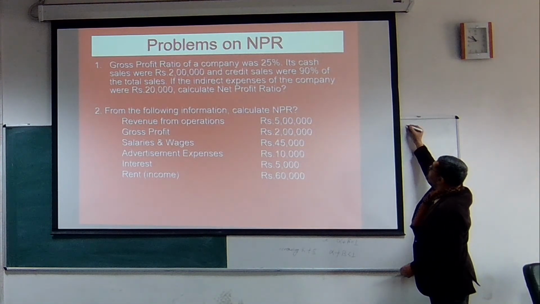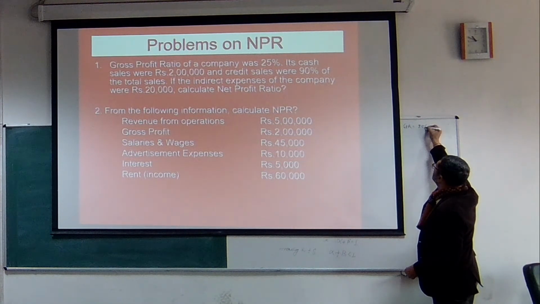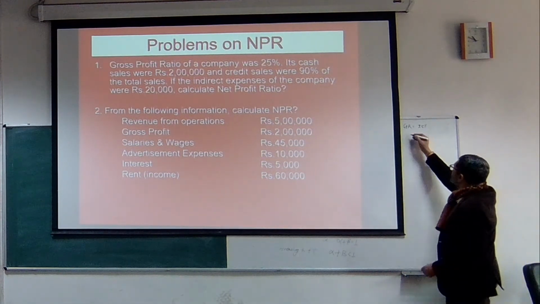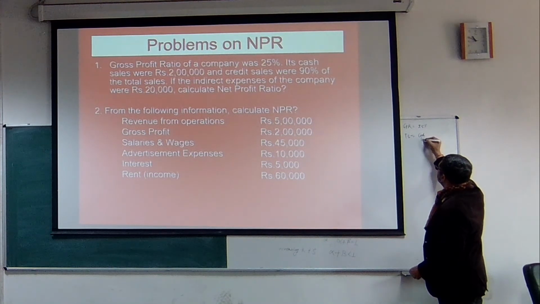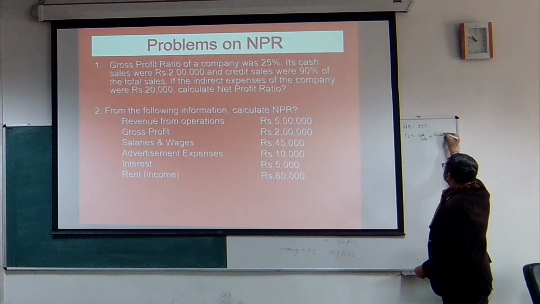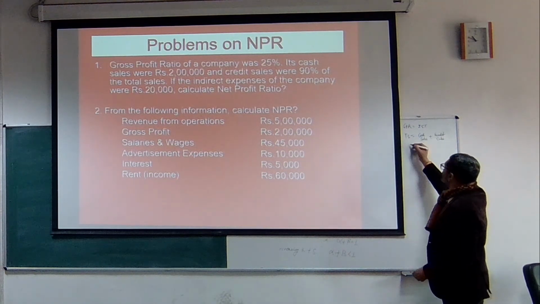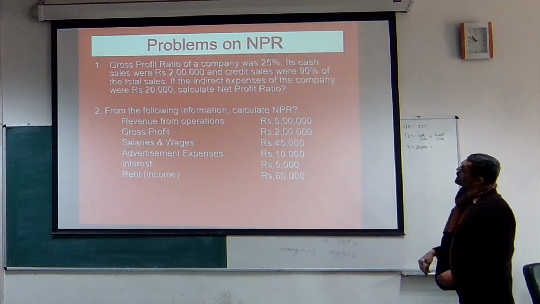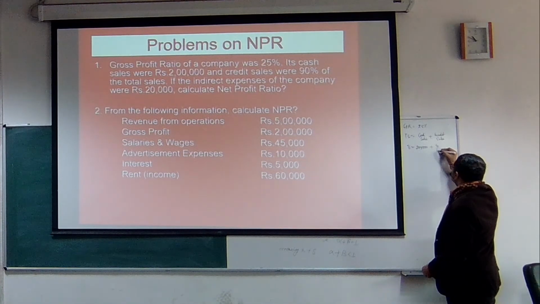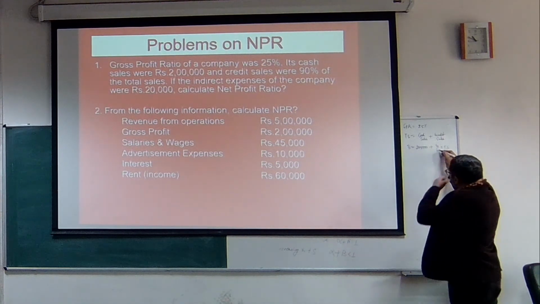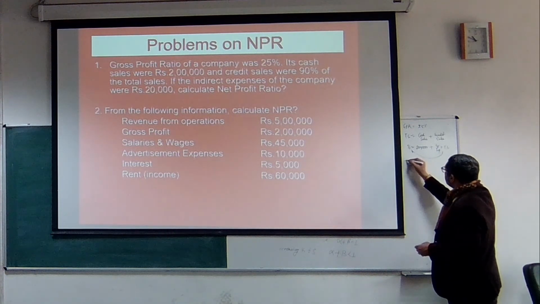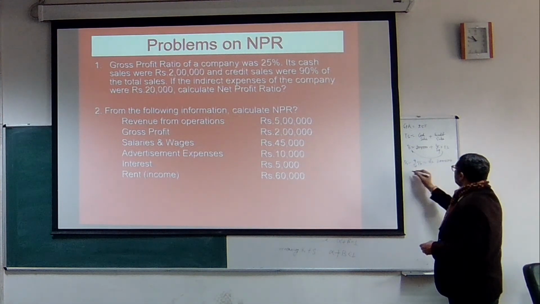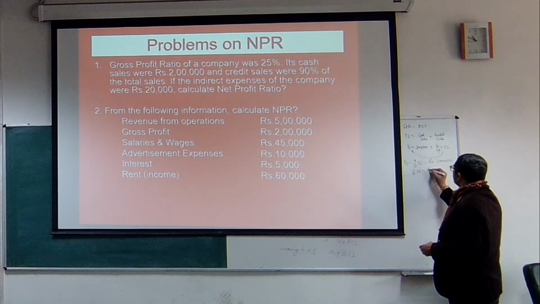So what it says is the gross profit ratio is 25%. Cash sale is 2 lakh and credit sale is 90% of total sales. So let's say total sales is equal to cash sale plus credit sales, right? So total sales is equal to 2 lakh plus 90% of total sales. Taking this on this side, TS minus 9 upon 10 TS is equal to rupees 2 lakh. Therefore, 1 by 10 TS is equal to rupees 2 lakh.